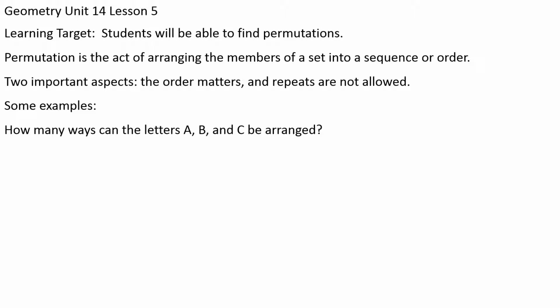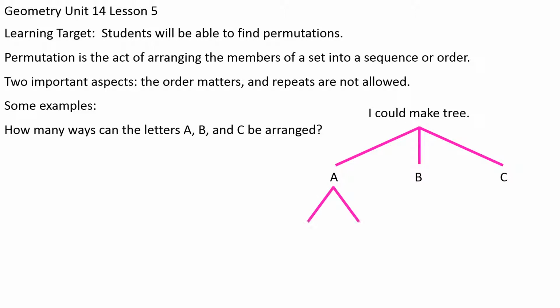So we're going to start out with a real basic one. I've got the letters A, B, C, and I want to be able to arrange them. Now, of course, when I first started doing probability, we talked about making trees, and we could do that. So the first letter I could pick A, B, or C. Now, if my first choice is A, when I make my second choice, it'll either be B or C, right? Because I can't use the A again. I cannot use a repeat.